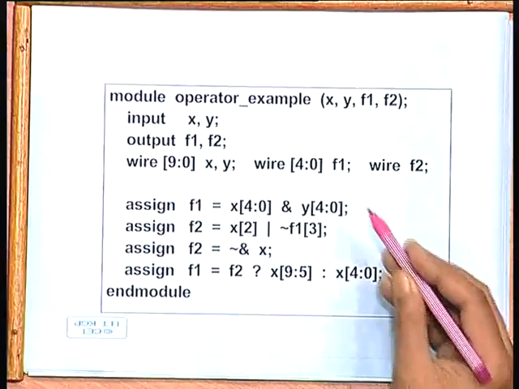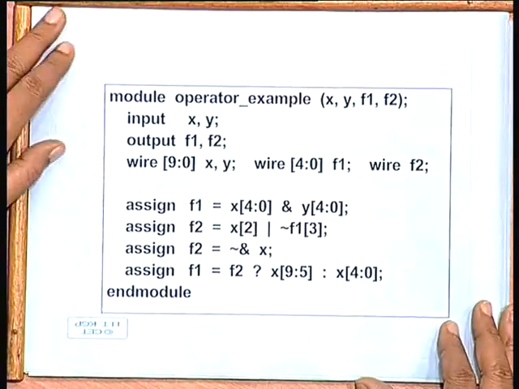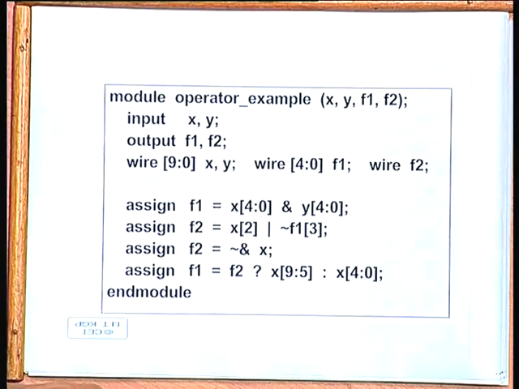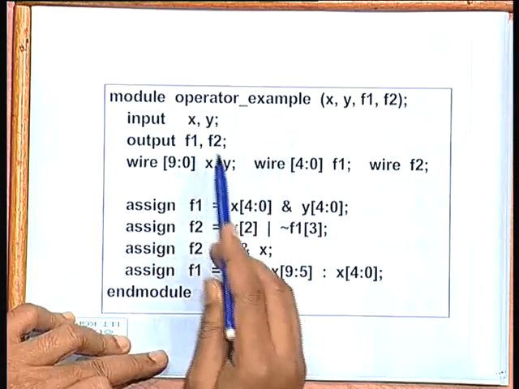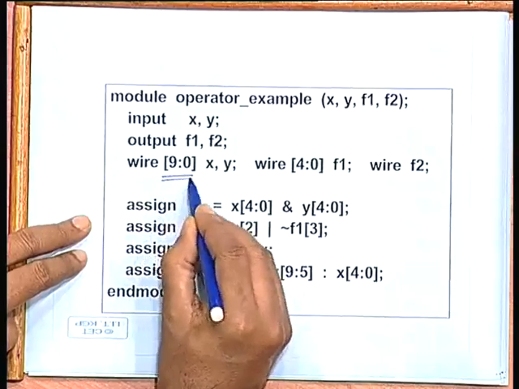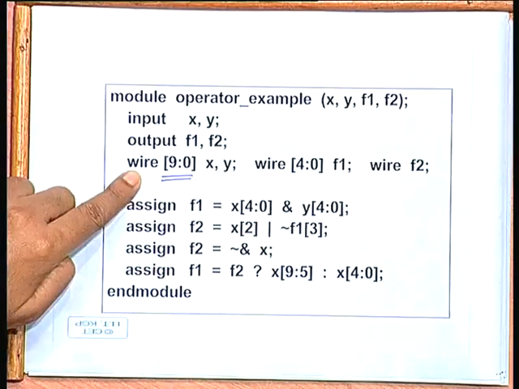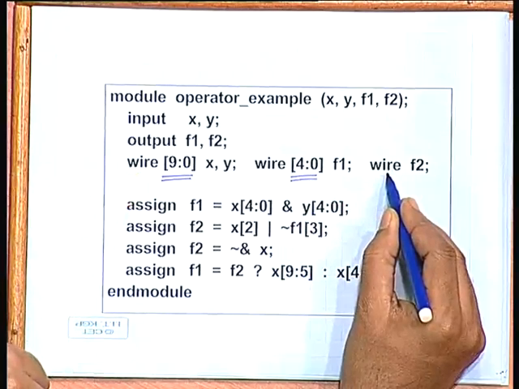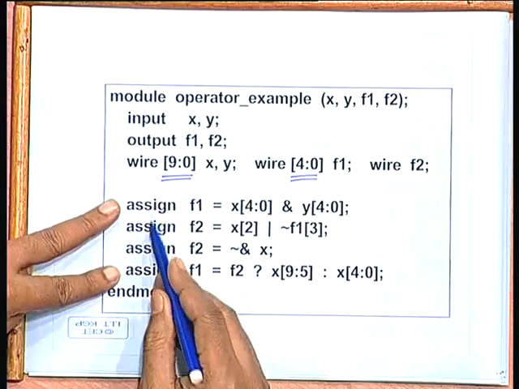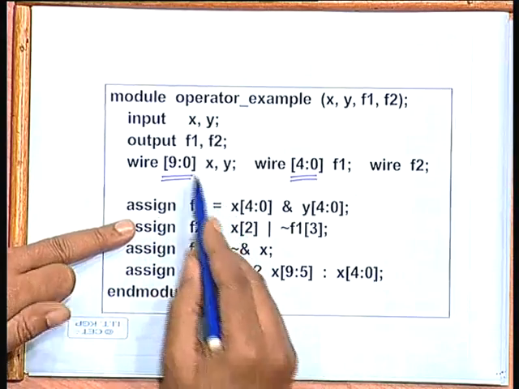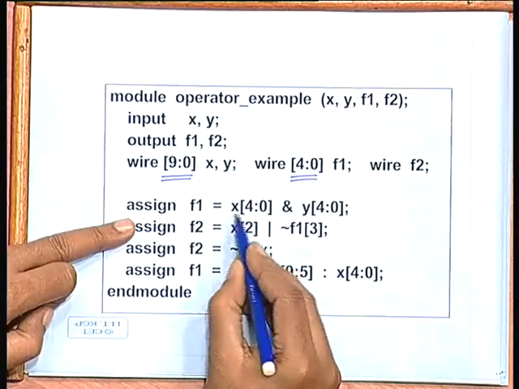This is one simple example which illustrates some of the operators and also some other concepts. You see, this is an example which takes two inputs x and y and two outputs f1 and f2. X and y are both 10-bit quantities. These are of type wire. f1 is 5 bits and f2 is a single bit, right. There are 4 assign statements. The first assign statement says that you extract a subset of the number x.